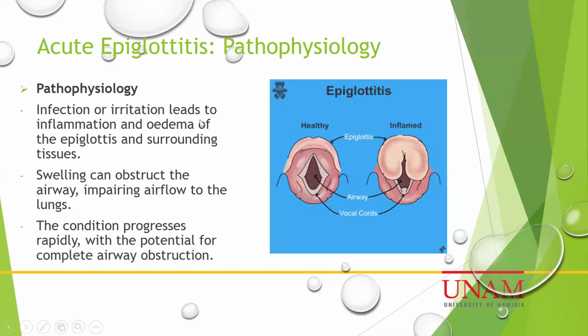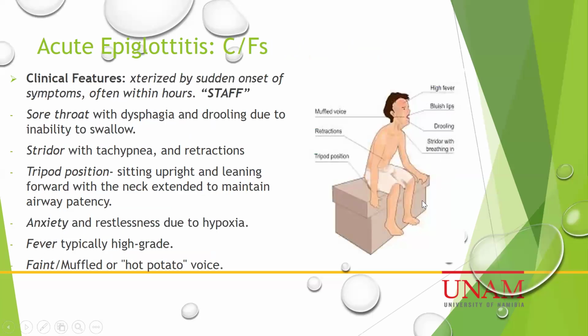So infection and irritation lead to inflammation and edema of the epiglottis and surrounding tissues. Swelling will lead to obstruction of the airway with impairment of airflow to the lungs. And this may progress very rapidly with potential for complete airway obstruction. All right, so for acute epiglottitis, the clinical feature is characterized by staph, all right?